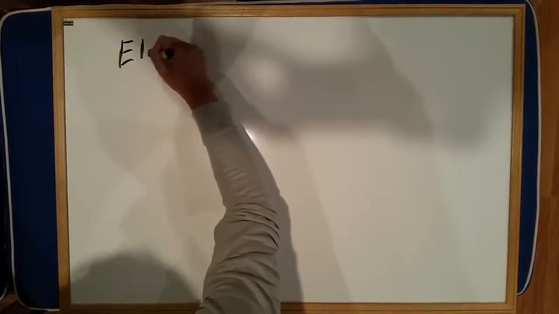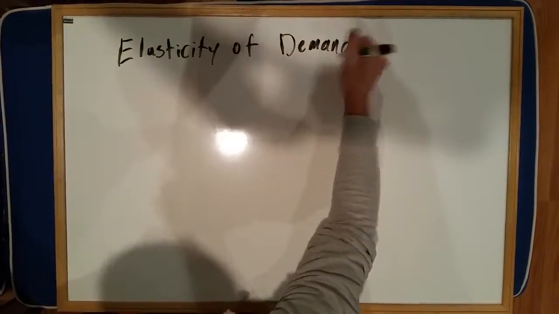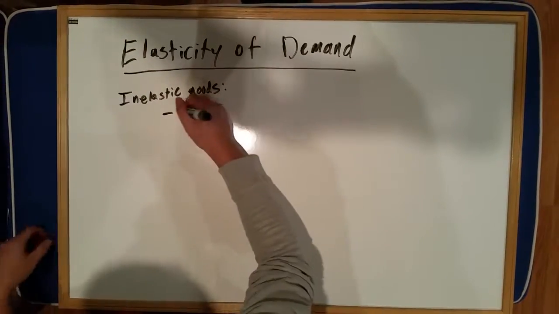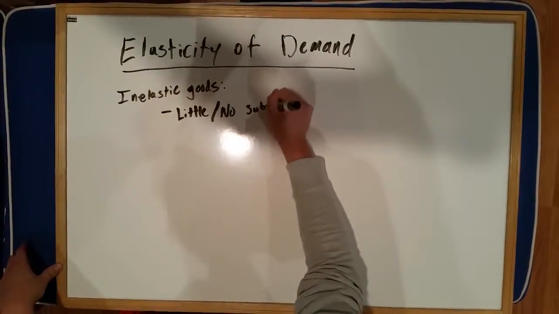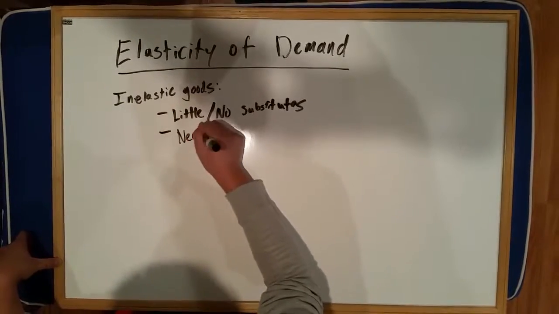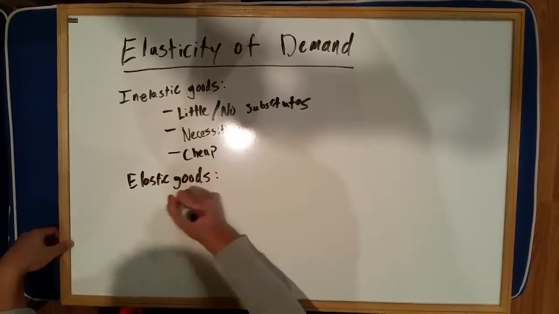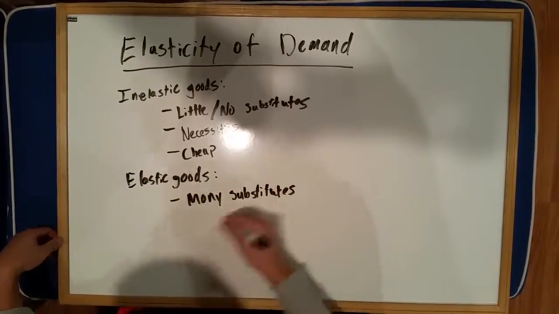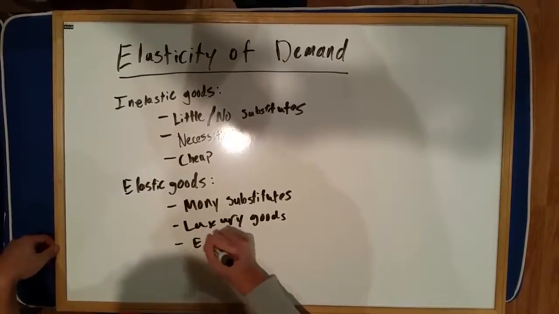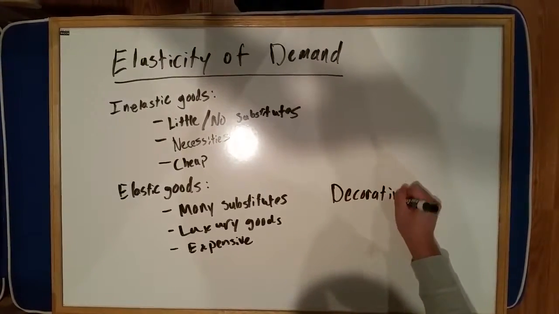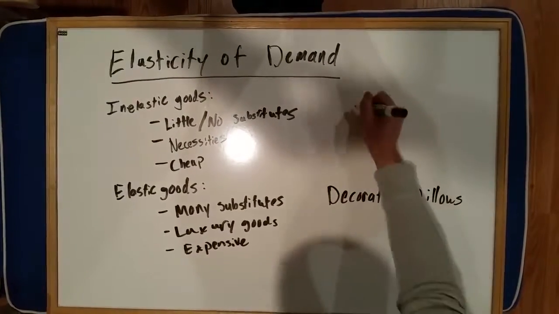What we're going to talk about today is elasticity of demand, which is the responsiveness of a consumer to a change of the price. Goods are either inelastic or elastic. Inelastic goods have little to no substitutes, are usually necessities, and are usually very inexpensive. On the other hand, elastic goods have many substitutes, are usually luxury items, and are expensive. An example of an elastic good would be like a decorative pillow, and an inelastic good would be like gas.